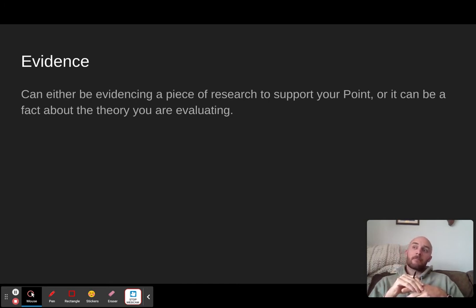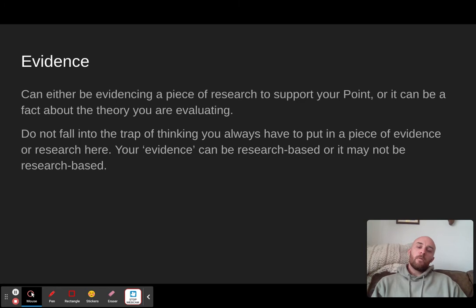Okay. I do have an example later on, which I want to show you. It might be worth skipping ahead if you want to find out about that now. But at the end of these slides, I've got a non-research evidence point and a research evidence point. Do not fall into the trap of thinking that every single piece of evidence needs to be research.